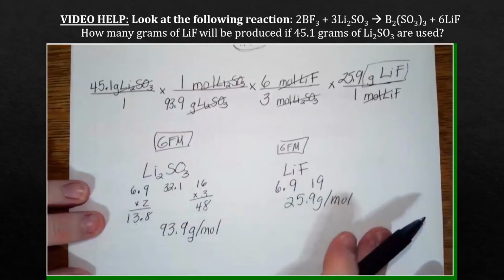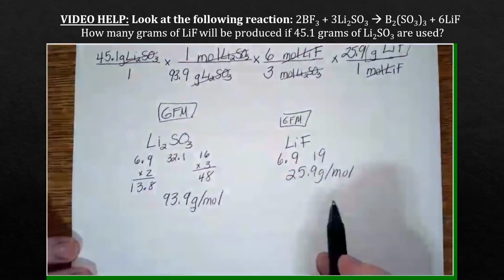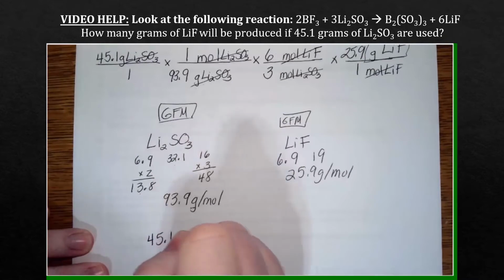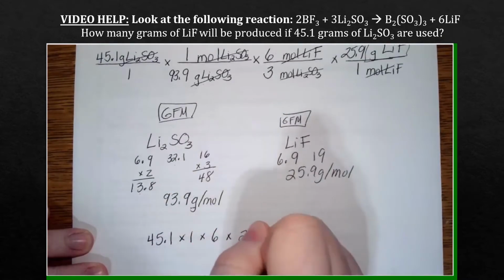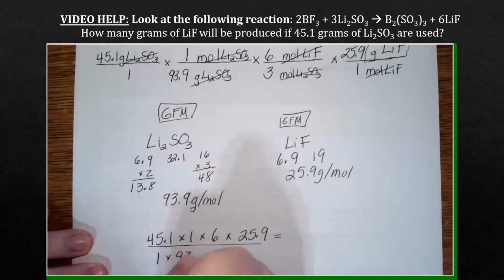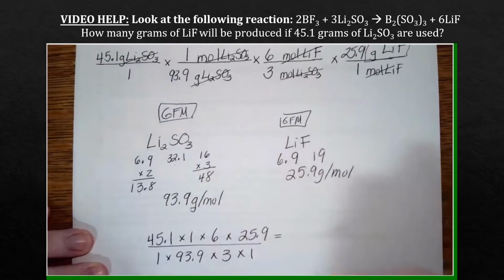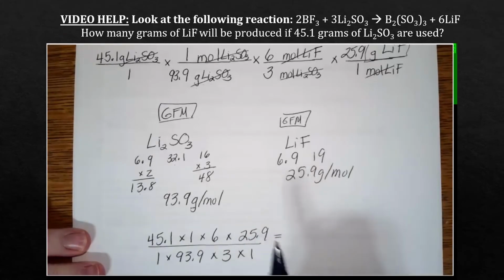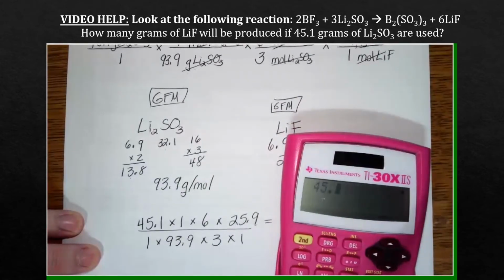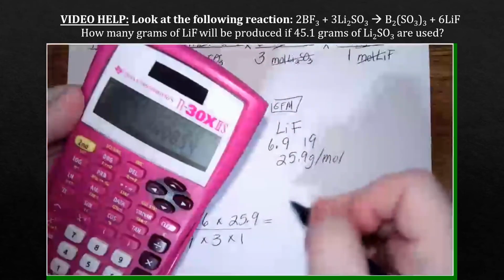Okay, so now I have this whole mess looking thing. So what I recommend doing is rewriting this so I have everything multiplied across the top and everything multiplied across the bottom. So 45.1 times 1 times 6 times 25.9 equals, and on the bottom, 1 times 93.9 times 3 times 1. Now in reality, do I need to worry about the times 1? No, but I want you to see where it's coming from.